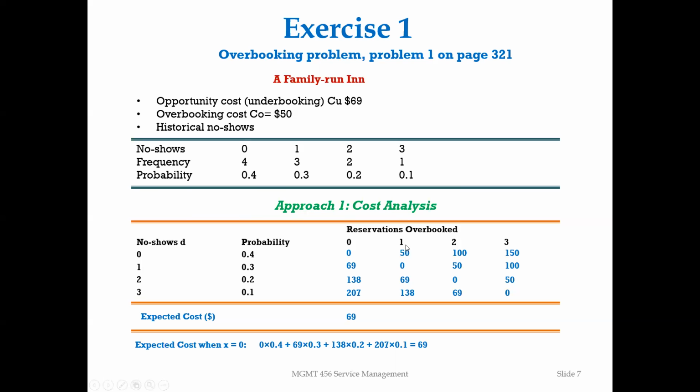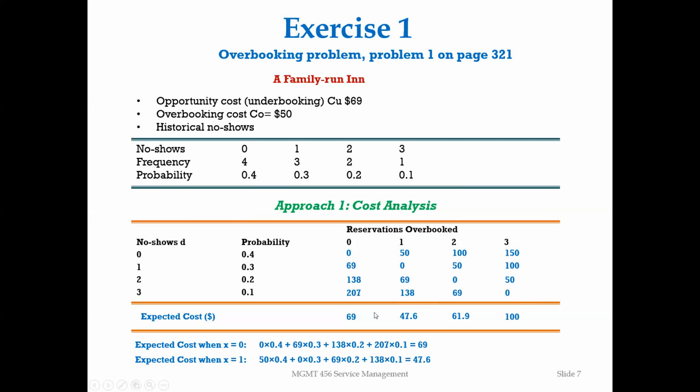We can also do this for overbooking limit 1. So what is the expected cost? Which is $50 times corresponding probability 0.4 plus 0 times 0.3 plus 69 times 0.2 plus 138 times 0.1. So you do the math, you get 47.6. You can also do this for overbooking limit 2, you get 61.9. You do this for overbooking limit 3, you get a cost of $100.